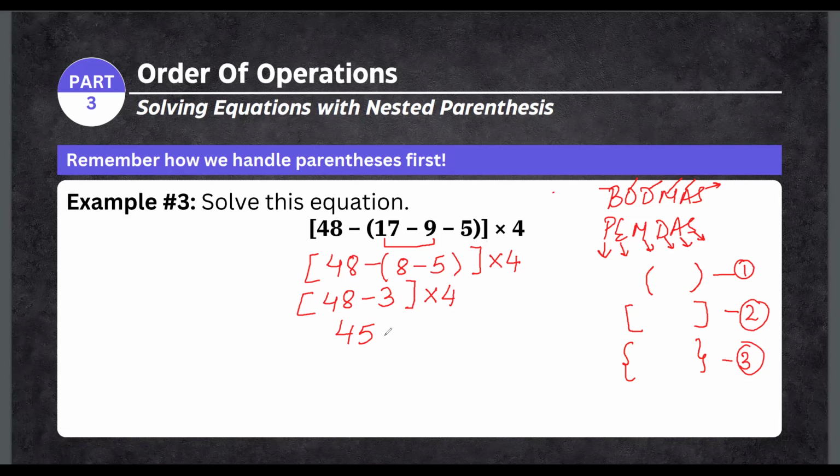Times 4. Now 45 times 4, if you are not able to do it mentally, you can use this method to multiply. 5 times 4 is 20, 4 times 4 is 16, 16 plus 2 is 18, so 180 is your answer. Otherwise, you can do it mentally as well, if you can, right?